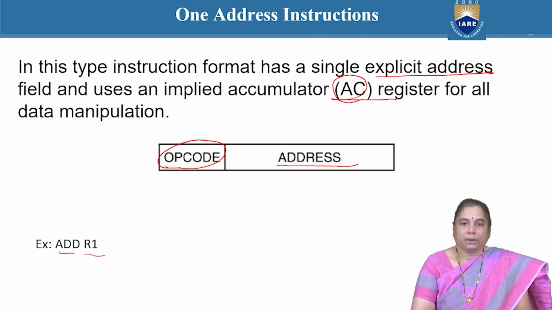So accumulator CPU organization instructions generally come under the category of one address instructions. The two and three address instruction formats generally come under the category of register-based CPU organization.